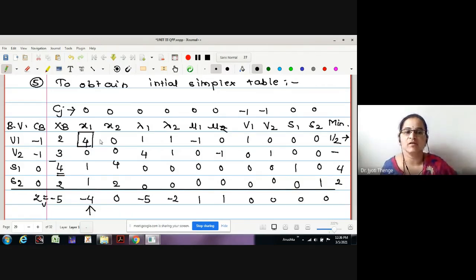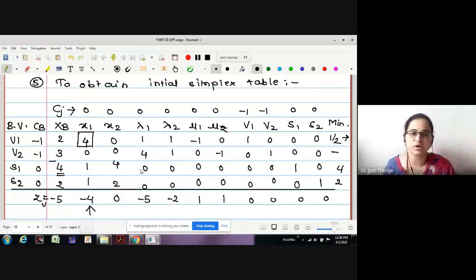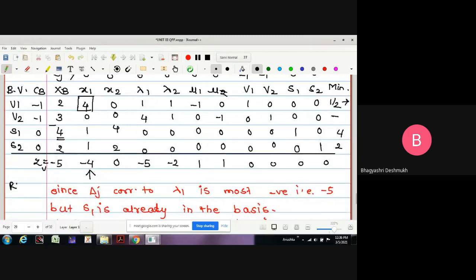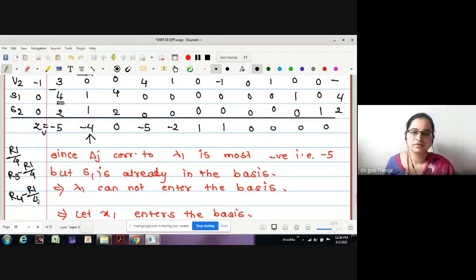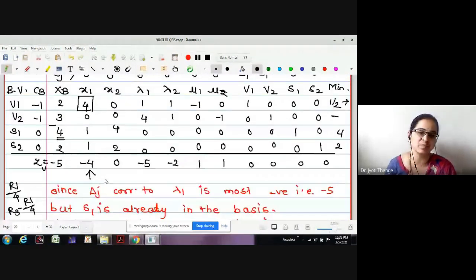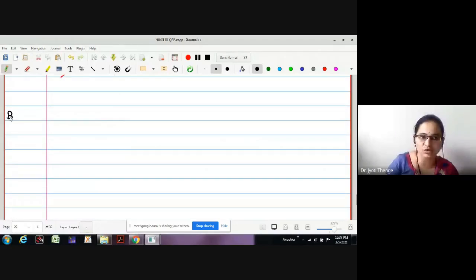Is there any problem with this table? 4 is my pivot now. If 4 is the pivot, which row operations do I have to use? R1 divided by 4, R3 minus R1 by 4 and R4 minus R1 by 4. Good. Okay. We have to perform these operations. Again, as the table will not be in front of me, to perform the row operations you should see the past table. But what I'll do again, let me write the table directly. You can do the calculations and tell me the entries as well. Do it with me and tell me the entries.